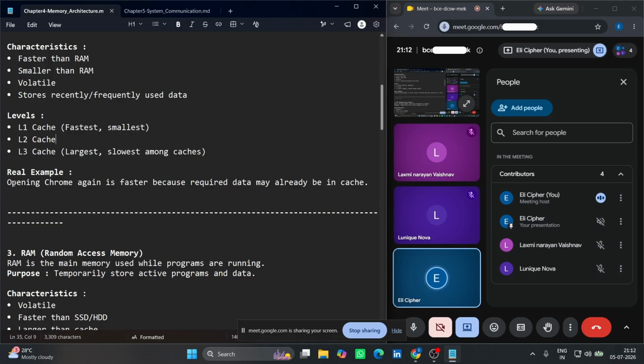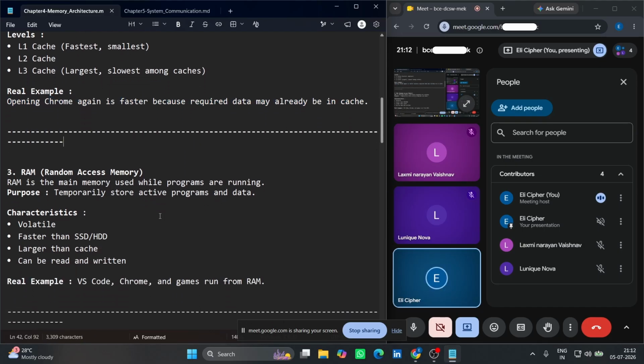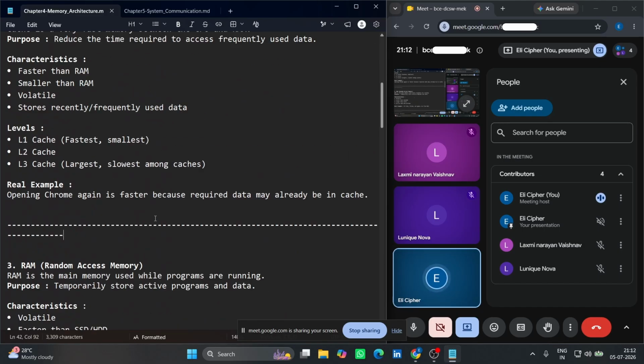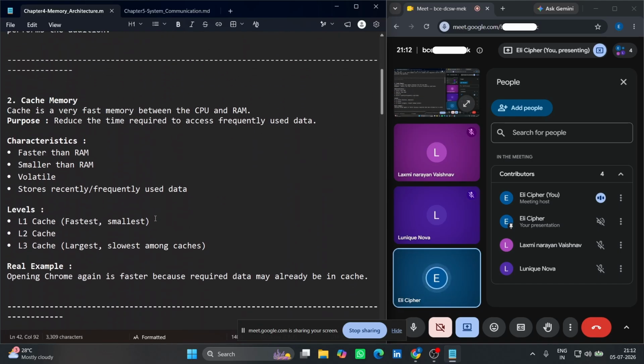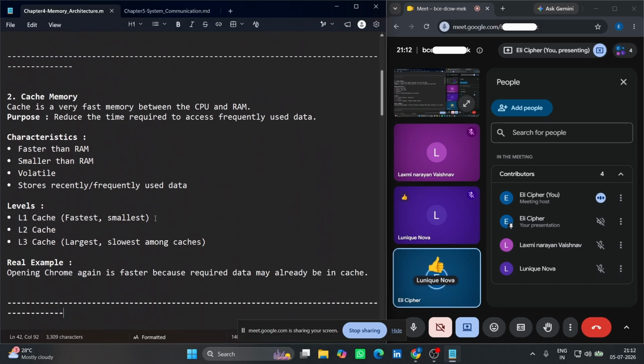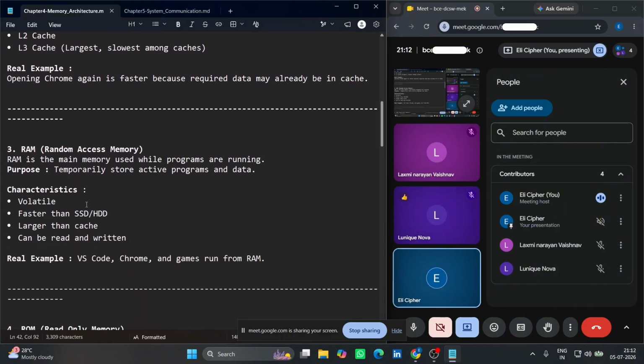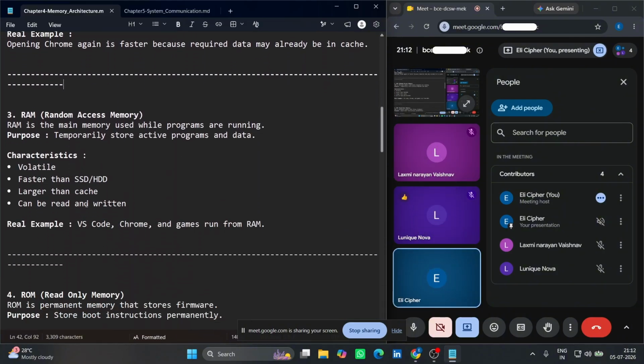For example, opening Chrome again is faster. That is the same example I told you about: once we have started Chrome, when we start it again it will load faster, because its cache has been created and stored in our cache memory, right? Now, did you get the cache memory? It basically stores cache. Okay, and now we are moving to RAM.